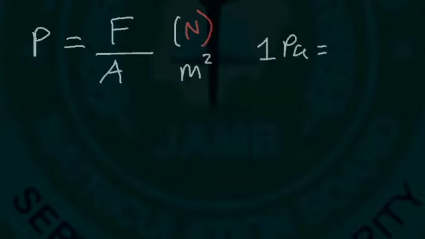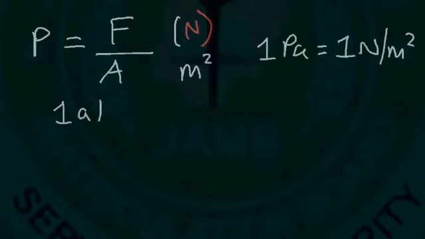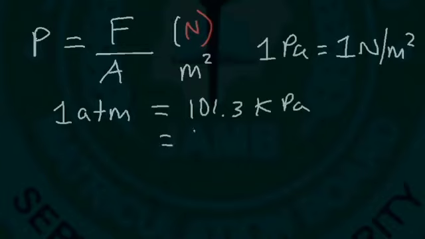Now let's talk about pressure. So pressure is the ratio between force and area. The unit for force is newtons, and the unit for area is square meters. The unit for pressure is pascals. 1 Pascal is 1 Newton per square meter. And 1 ATM, or 1 atmospheric pressure, is 101.3 kilopascals, kPa, or 101,300 pascals.